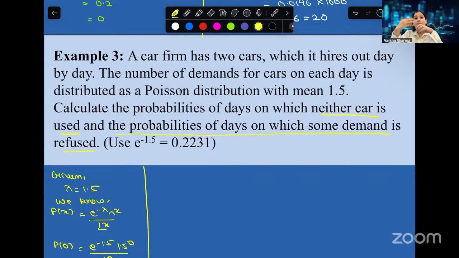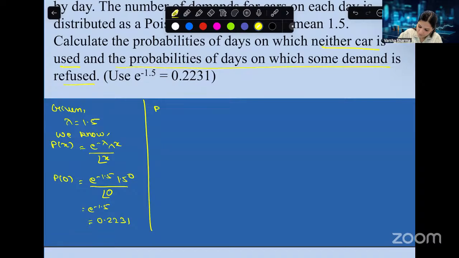So when will I say no to people? When more than 2 come to us, right? The probability on days on which demand is refused will only be when the number of people demanding is more than what I have. I have two cars, so up to two I'll arrange and give them. But if people come demanding more than two cars, then I have to say no. So the probability of X more than 2 is when we will refuse the demand. That means the demand for 3 cars or 4 cars up to infinity. That means 1 minus the probabilities of 0, 1 and 2.